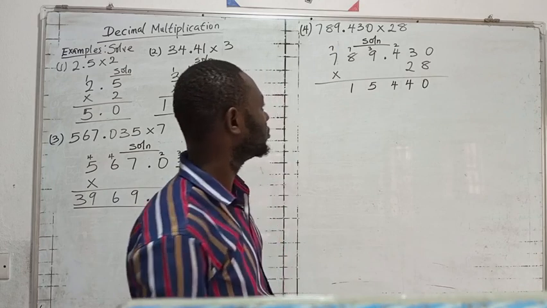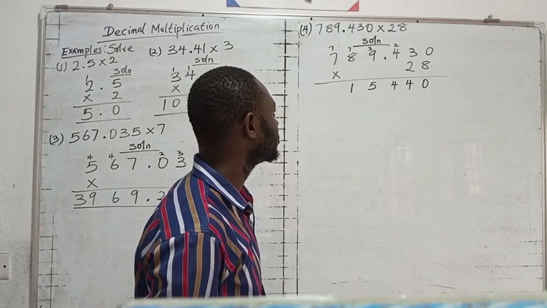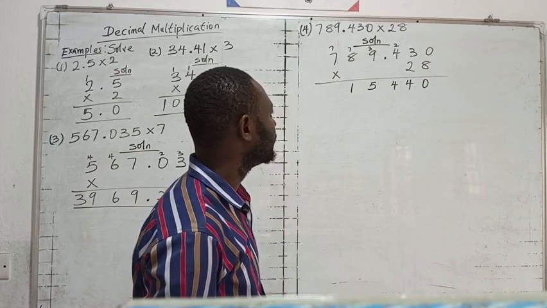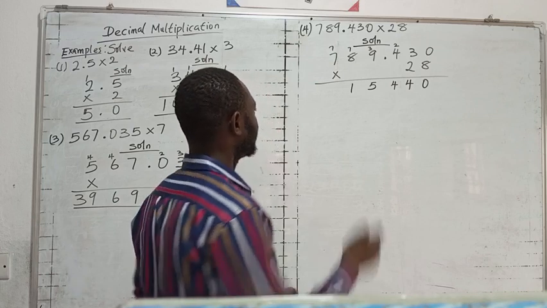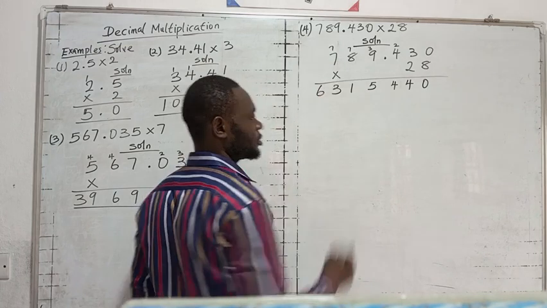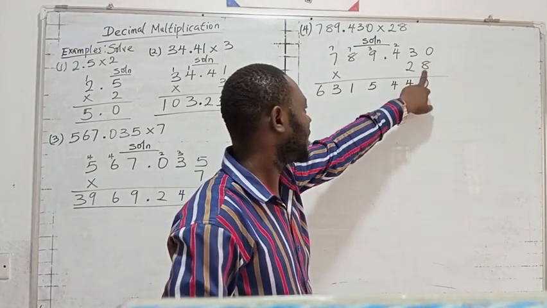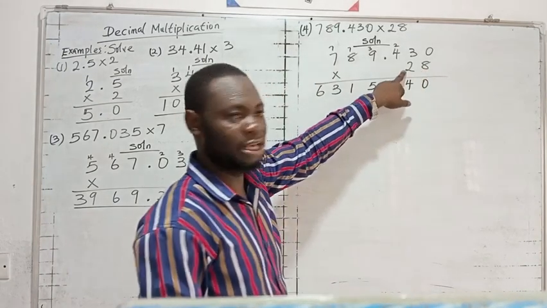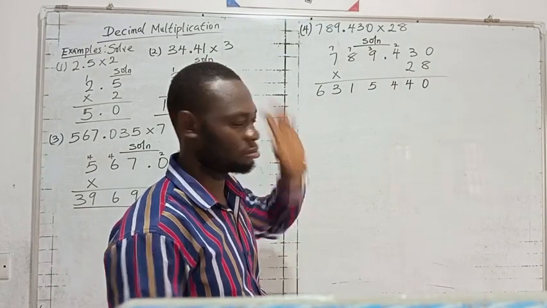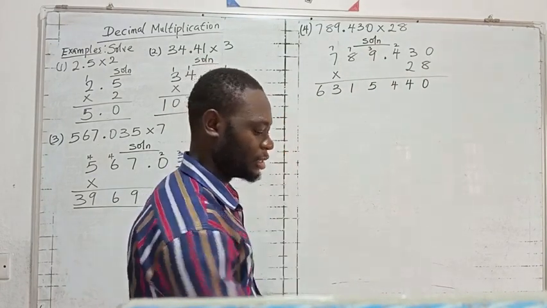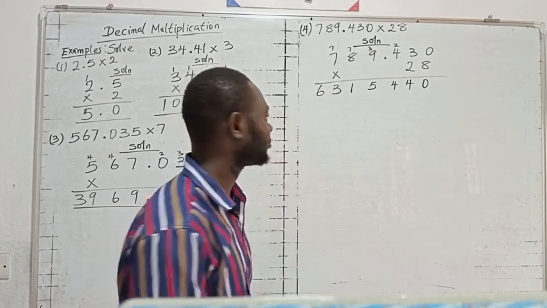8 times 7, 56. 56 plus 7, 63. 3, 6. Okay? Now, we are done multiplying by 8. We now multiply by 2. If you watch, you notice that I've not talked about the decimal point. Like I said, ignore the decimal point till you are done with everything.